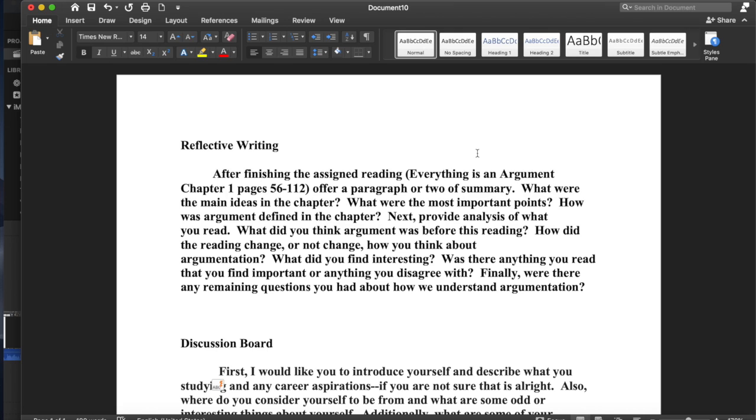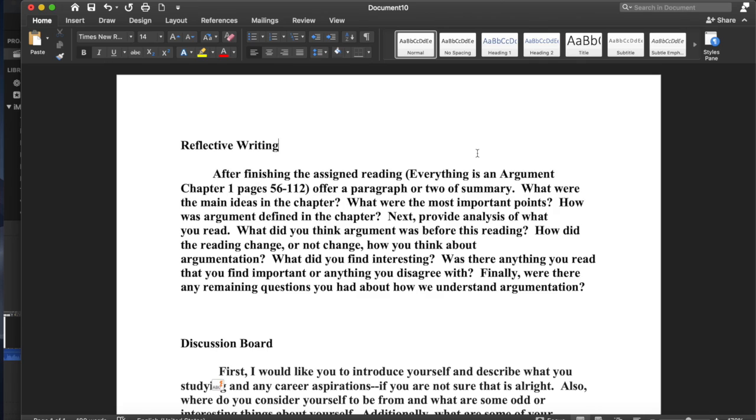Next, provide analysis of what you read. What did you think argument was before this reading? How did the reading change or not change how you think about argumentation? What did you find interesting? Was there anything you read that you find important or anything you disagree with? Finally, were there any questions you had about how we understand argumentation?